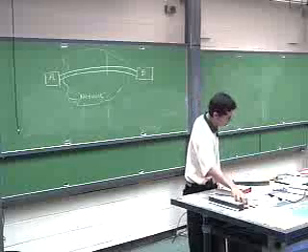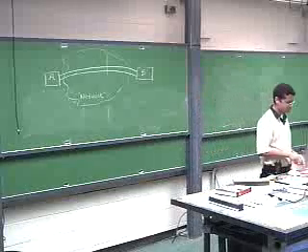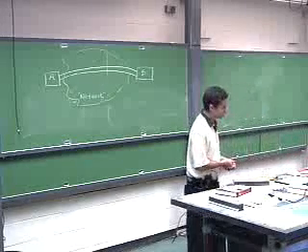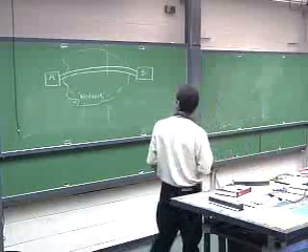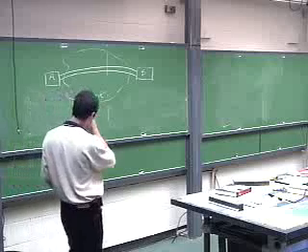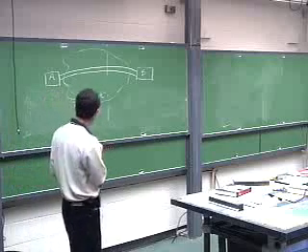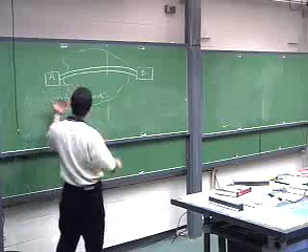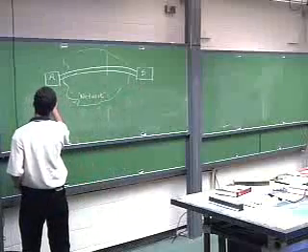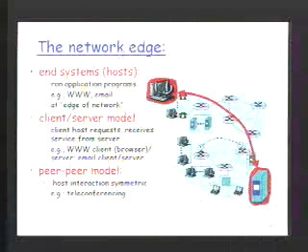So those were the kinds of services that were offered by the network. Now let's take a look at what kind of entities live inside and outside the network. So these nodes which are communicating using a network, these are called end systems, or often they are called the network edge.